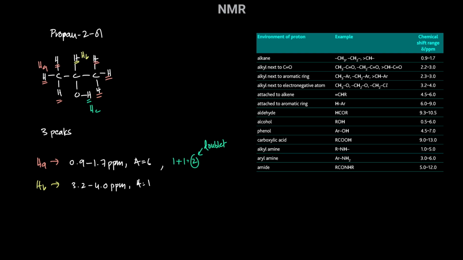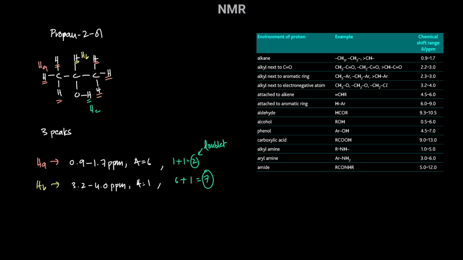And the splitting pattern here, if you look at this hydrogen, you have 6 identical hydrogens on the neighboring carbon. If you look at this hydrogen, you have 3 hydrogens on this carbon and 3 hydrogens on this carbon. So you have 6 identical neighboring hydrogens, or 6 identical protons or hydrogen atoms on the neighboring carbon atom. So the splitting pattern will be 6 plus 1, okay? That is equal to 7.